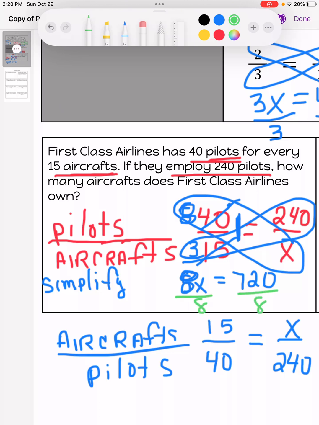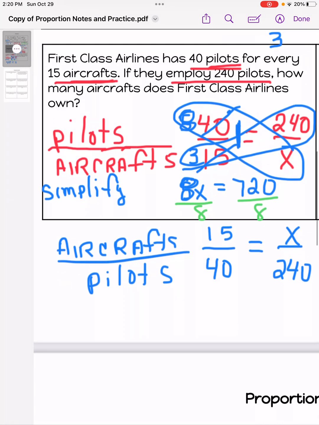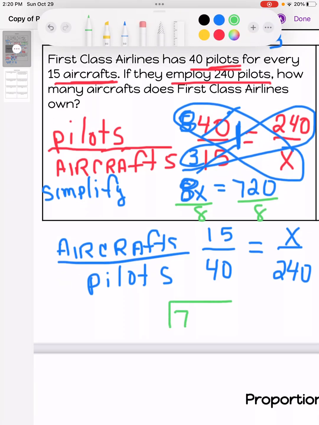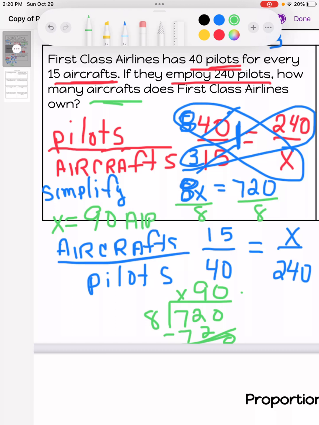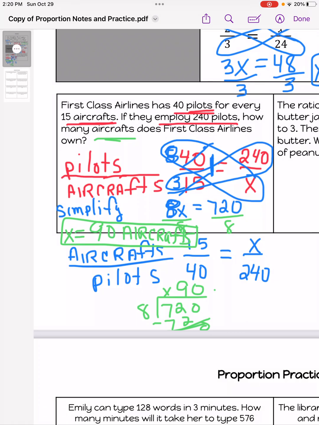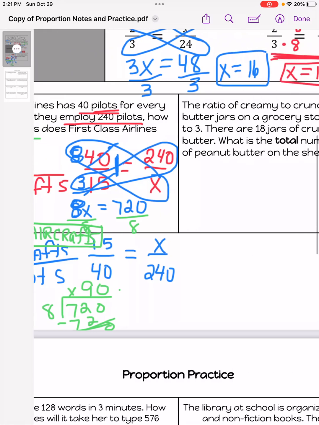Okay, I'm going to move down here to the bottom so we can talk about this work. We have 720 divided by 8. 8 goes into 72 9 times, and then it won't go into 0, so 0 times. And so that means for this, it says how many aircrafts? We have 90 aircrafts. Okay, lots of different ways that we could approach this and solve this. I just wanted you to see the 2 different ways that we could set this up and remind you of your cross multiplying and the simplifying that you can do. Okay, let's look at the next one.